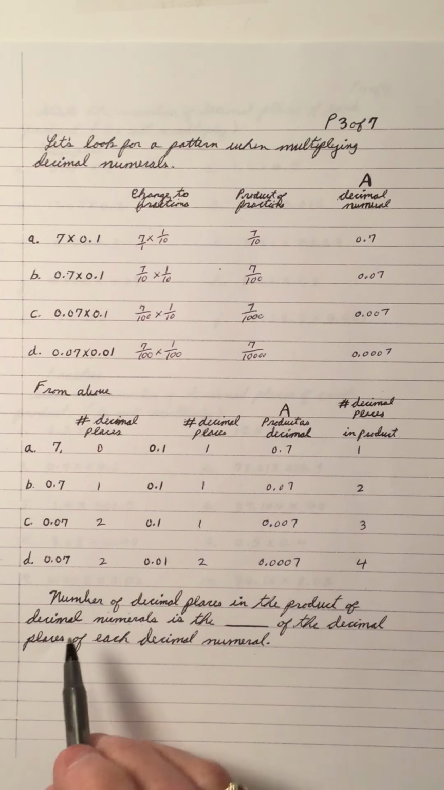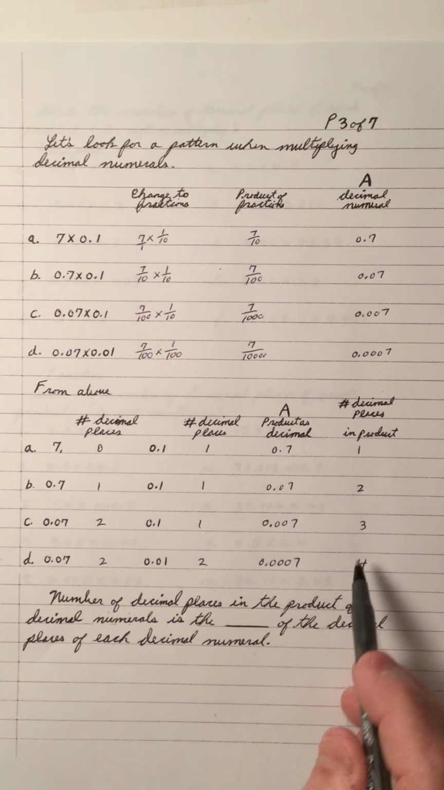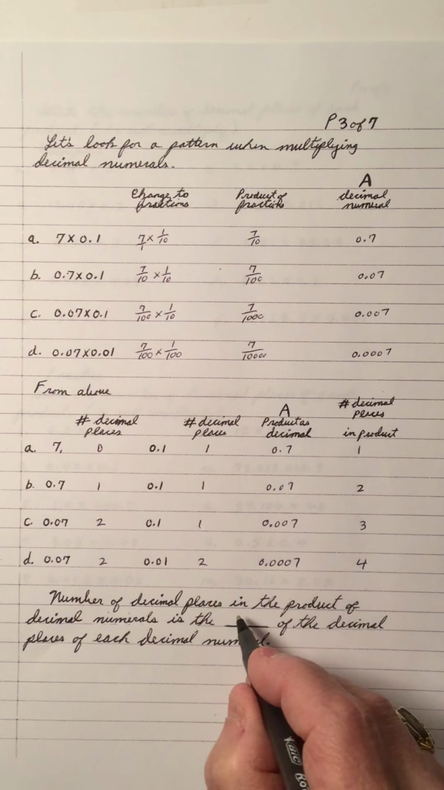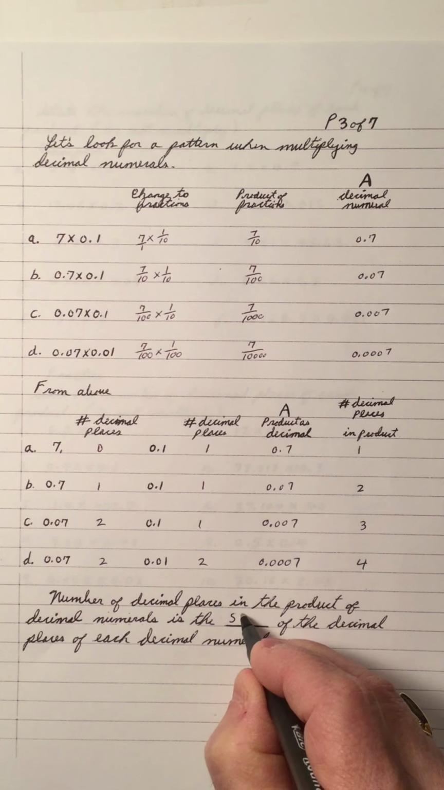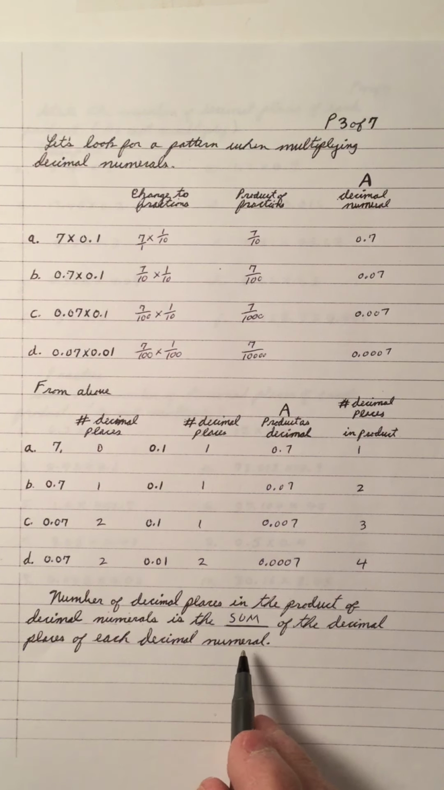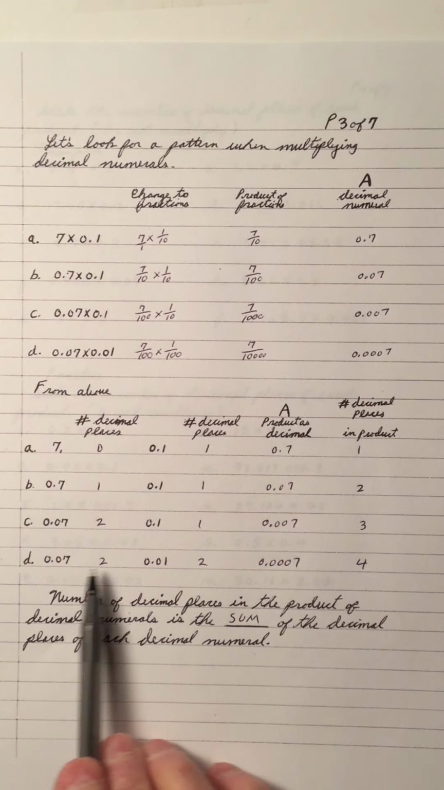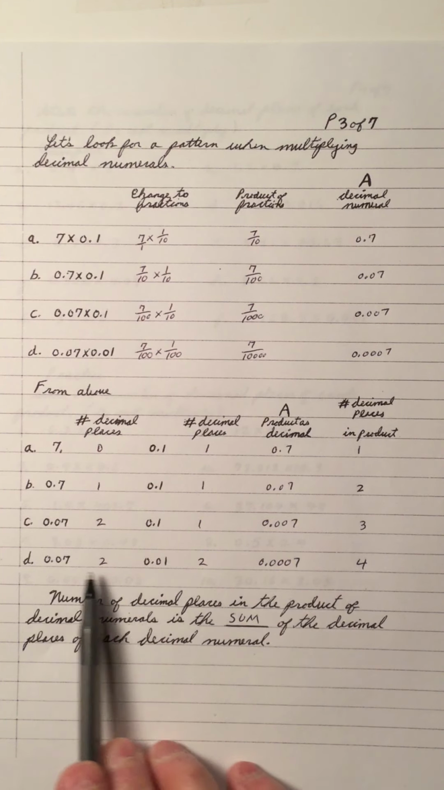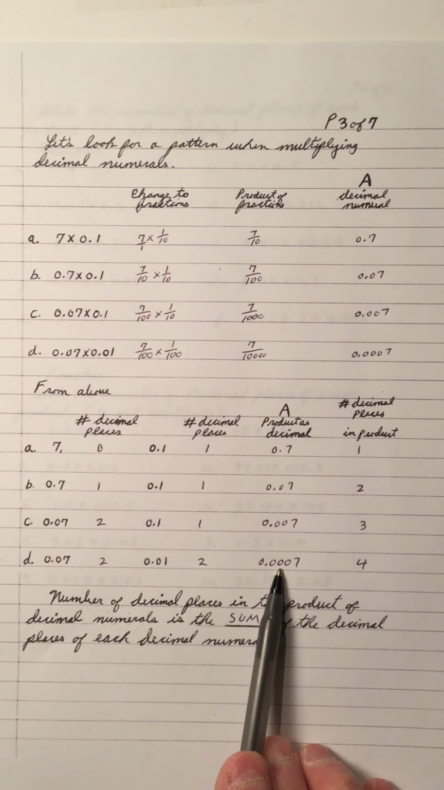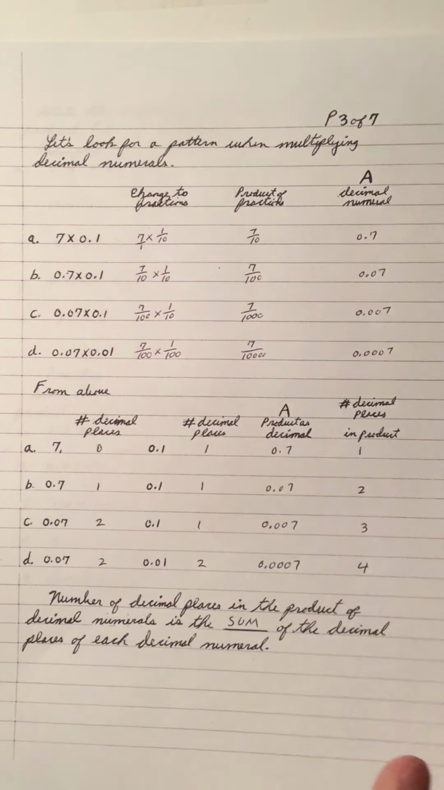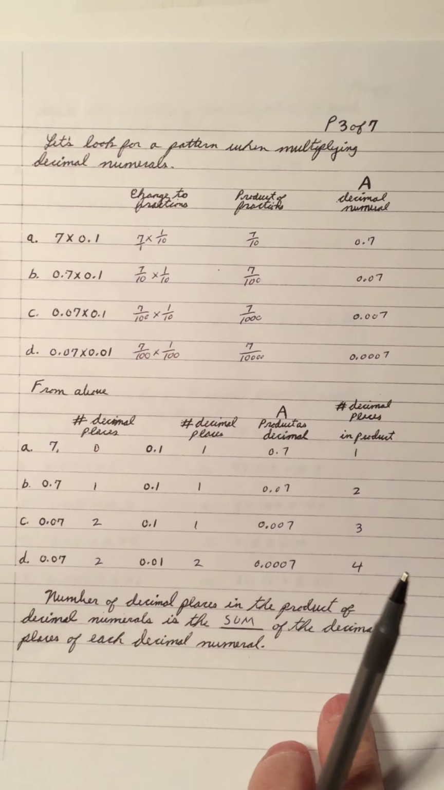So if you look at it, the number of decimal places in a product of decimal numerals is the sum of the decimal places in each decimal numeral. In other words, when we're multiplying two decimals together, we get the answer, but we add up the number of decimal places and put it into our product. So when you multiply two decimals, you add up their decimal places and put that in your solution.